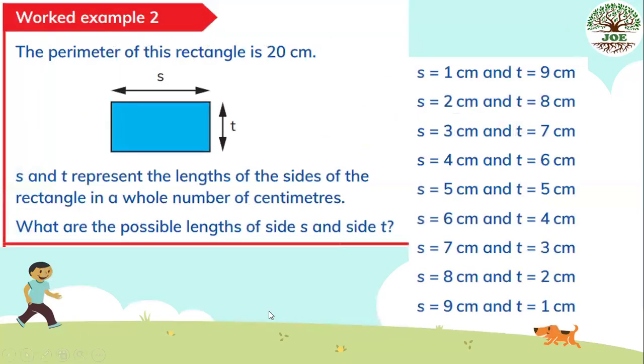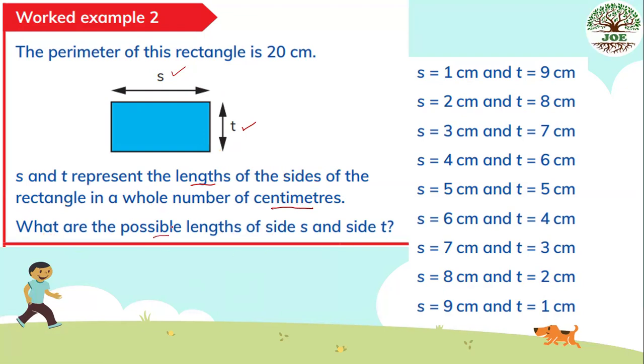And worked example 2. The perimeter of this rectangle is 20 centimeters. S and T represent the lengths of the sides of the rectangle in a whole number of centimeters. S is the length and T is the breadth or width. So what are the possible lengths of side S and side T?